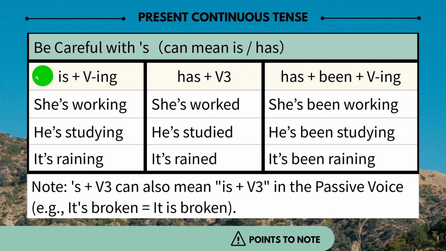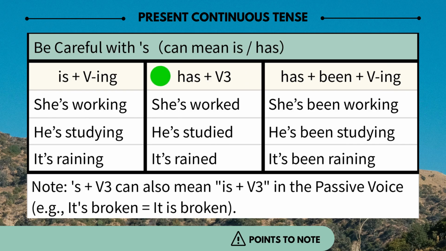So remember. S plus V-ing means is plus V-ing. 2. When we see S plus past participle, V3, it usually means has plus V3, which is the present perfect tense. Examples. She's worked equals she has worked. He's studied equals he has studied. It's rained equals it has rained.